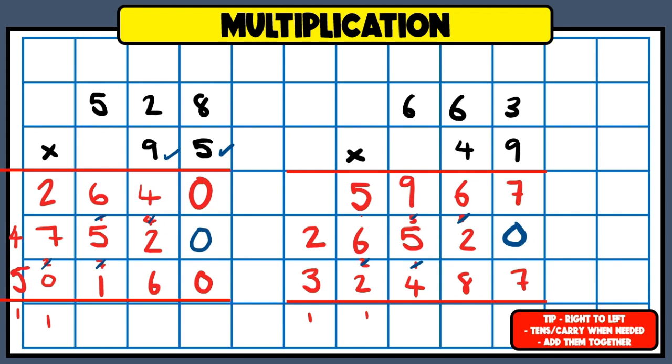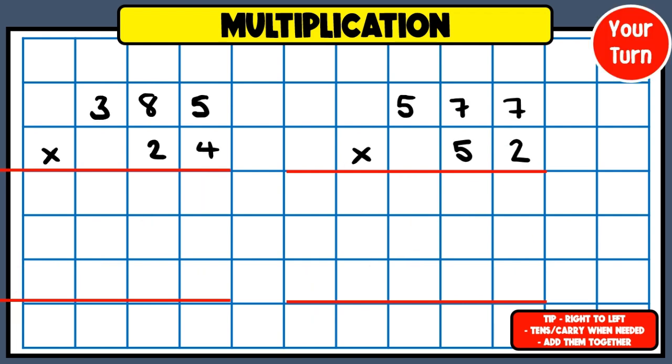You now need to have a go, see if you can do one yourself. So freeze the video when you're ready. You've got 2. You've got 385 times 24 and 577 times 52. So like I said, freeze the video and I'll give you the answers once you unfreeze. Okay, welcome back. Let's have a look. So we got 385 times 24, 577 times 52.